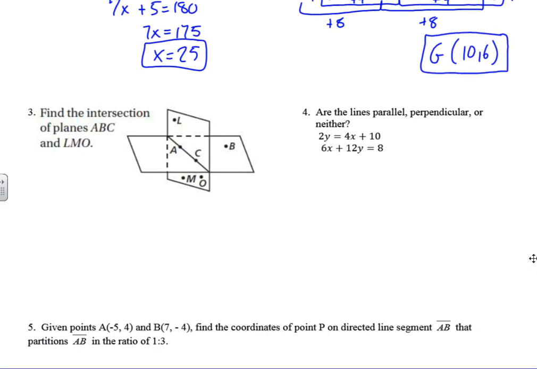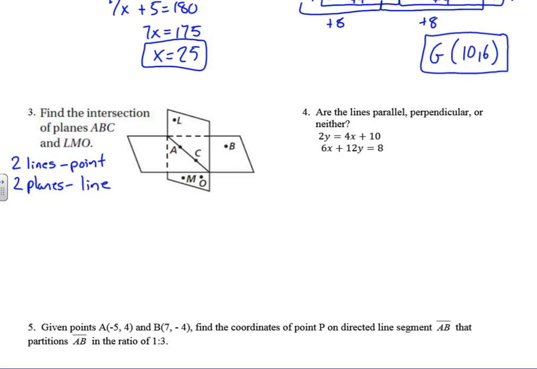Okay, find the intersection of planes ABC and LMO. All right, now this is going to be a little hard to illustrate on here, but if we have two lines that intersect, we're looking for a point. And if you take two pencils and cross them, you'll see that's a point. But if we have two planes that intersect, we're looking for one line. You could take your hands and make them like a plane and a plane, and look at that and see a line in your hands.